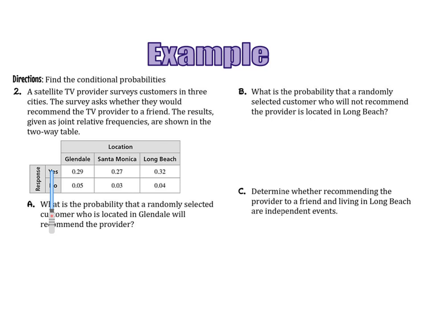So, for example, this number here, 0.29, represents the number of people surveyed who said Glendale and yes. 0.05 is the number of people who were surveyed that said Glendale and no. So we don't have the marginal information. We're probably going to have to add that marginal information along the sides to answer some of these conditional probability questions. But let's look at the questions before we figure out what we need to add. Question A says, what is the probability that a randomly selected customer who is located in Glendale, so of the people in Glendale, what is the probability that they will, yes, recommend the provider?